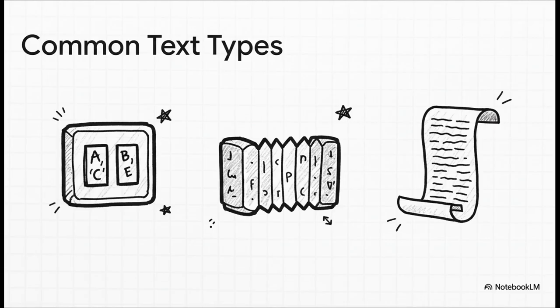So here are the three big ones you'll see all the time. Char is for text that always has the same length, like a two-letter state code. Varchar is for text that varies in length, like someone's name. And text is for all the really long stuff. Think product descriptions, user comments, you name it.